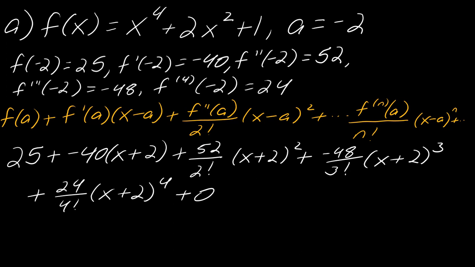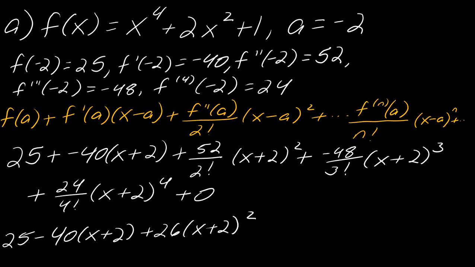And okay, so now I just have to simplify this. So this becomes 25 minus 40 times x plus 2. 52 divided by 2 is 26. 48 divided by 6 will give me 8. And then 24 divided by 4 factorial is 24 over 24, so this just leaves me with x plus 2 to the 4th. And so that's it.